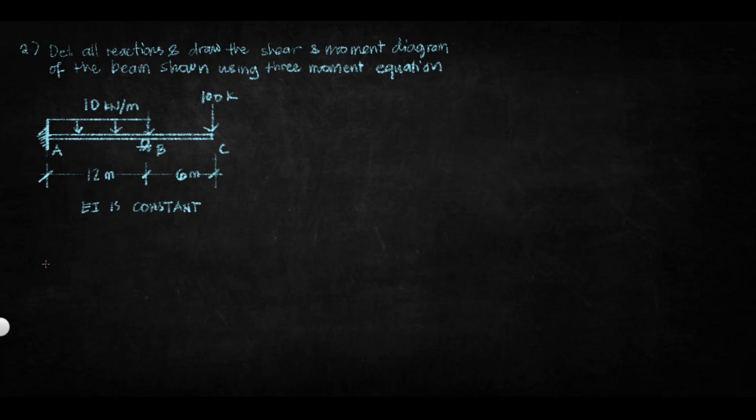Before that, we're going to discuss the rules of the three-moment equation regarding fixed support. So originally we have a fixed support. For example, this is the fixed support, and then we have a beam here. For the three-moment equation to be utilized, we're going to change this. Let's say this is point M, where the original fixed support is. This is our point M.